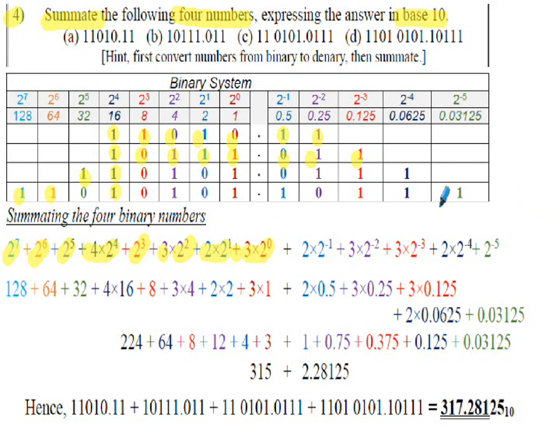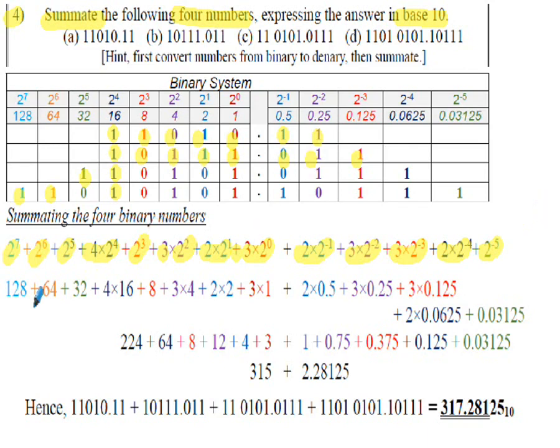Looking to the right of the decimal point, we get 2 times 2 to the minus 1 plus 3 times 2 to the minus 2 plus 3 times 2 to the minus 3 plus 2 times 2 to the minus 4 plus 1 times 2 to the minus 5.